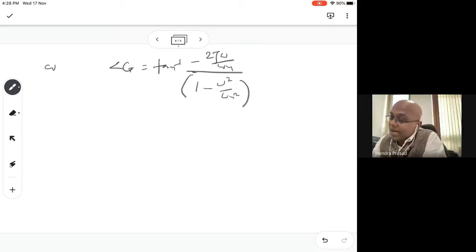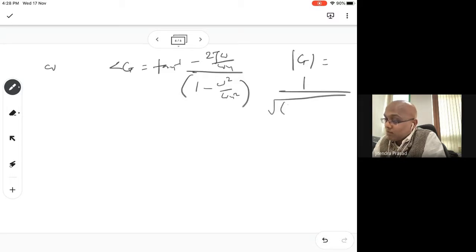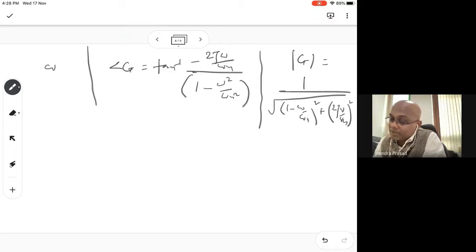So this is that, and then we have the magnitude of G, which is equal to 1 over the square root of (1 minus omega over omega n, squared) plus (2 zeta omega over omega n, squared) as well. So we have three things here.